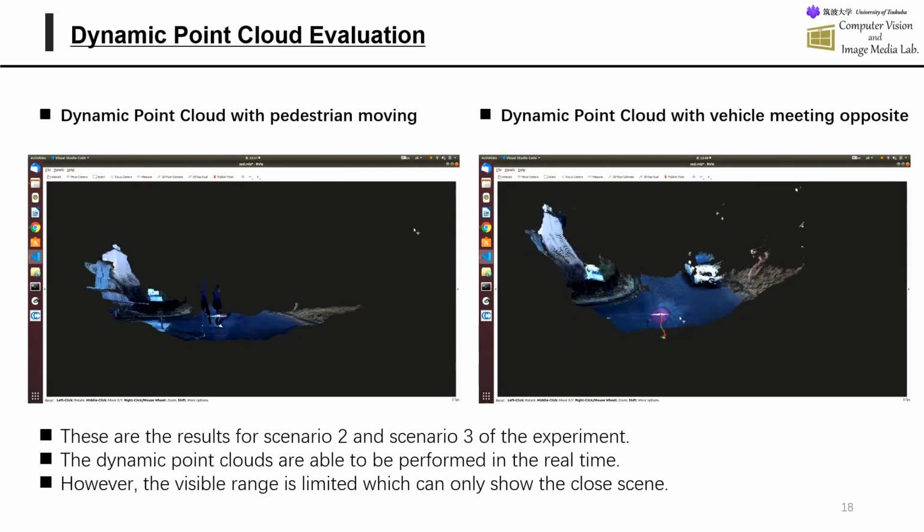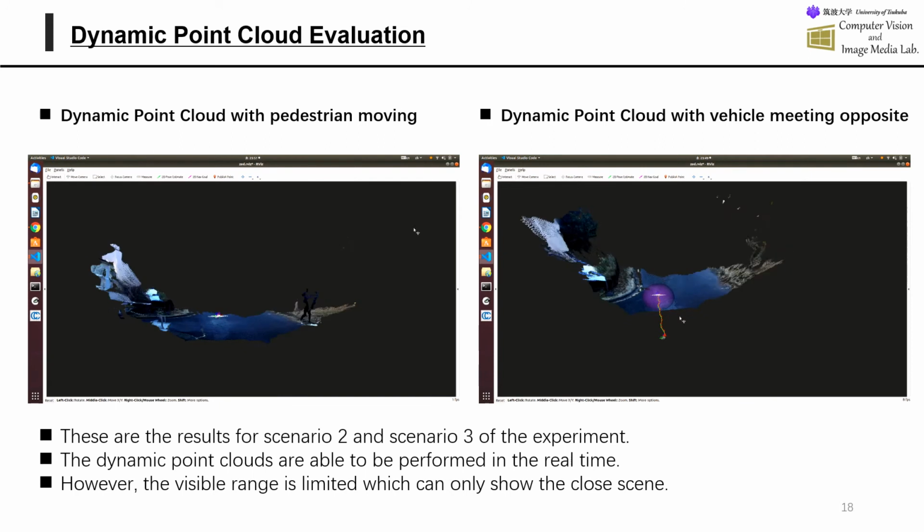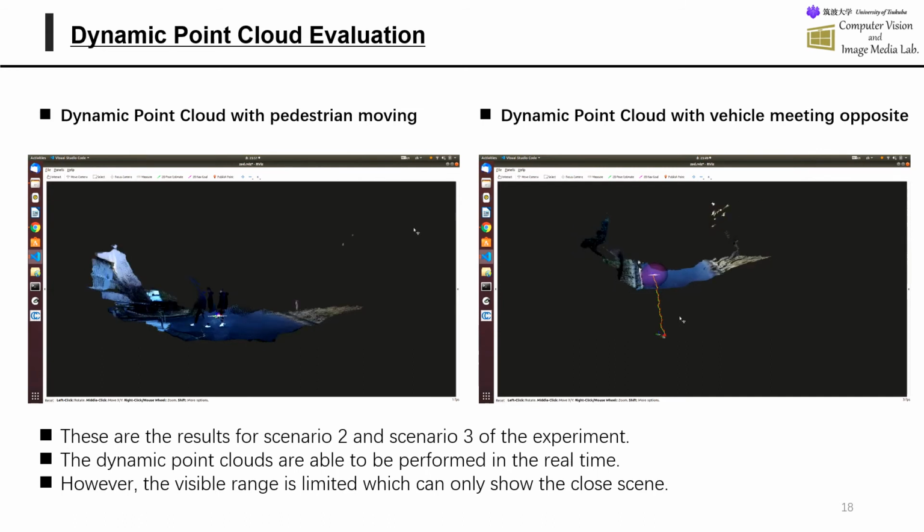Well, this is the visualization of the dynamic point cloud. As we can see, these point clouds are performed in real time and they show the performance in scenario 2 and scenario 3. However, the visible range is limited.